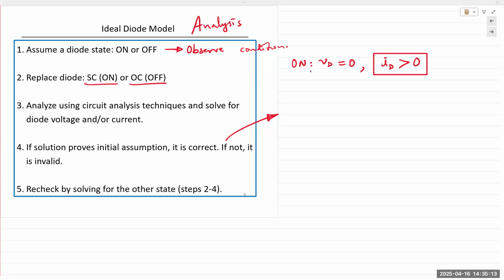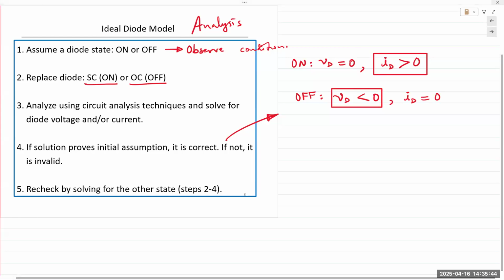If we assume that the diode is off, that would mean that diode voltage is negative. So diode voltage must be less than 0 or negative, and diode current should be equal to 0. If it's a reverse bias, it's off. There's no current flowing through. Again, it's an ideal diode. We are not looking at saturation current. We're not looking at values.